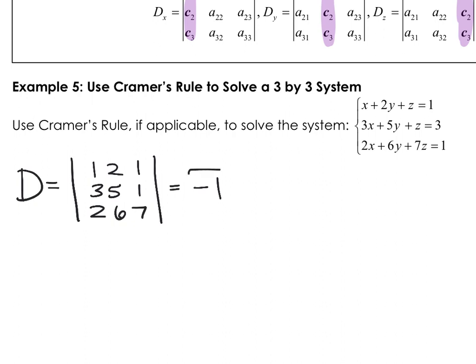Since this is any number other than 0, we are good to go. We need that to happen. If you get 0, full stop, we can't use this method.